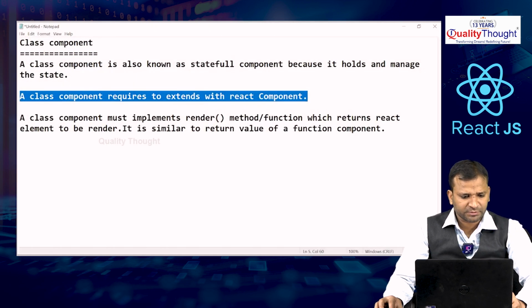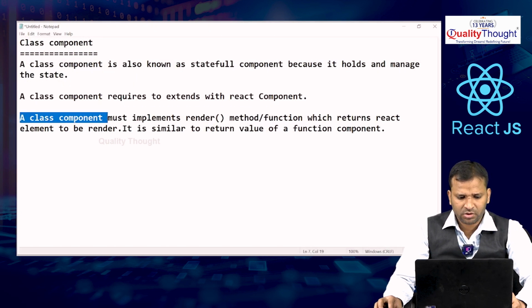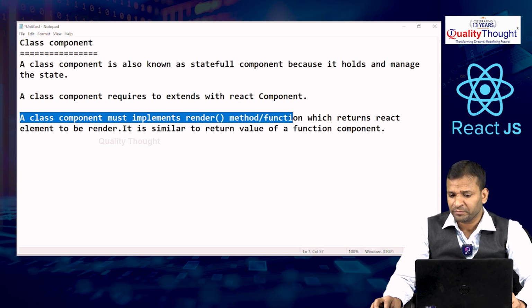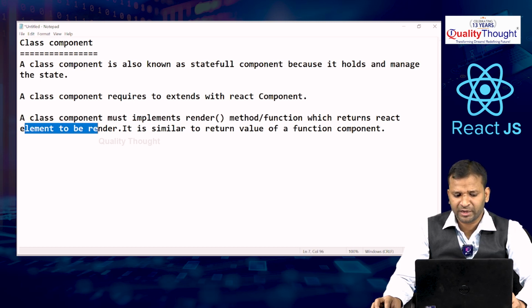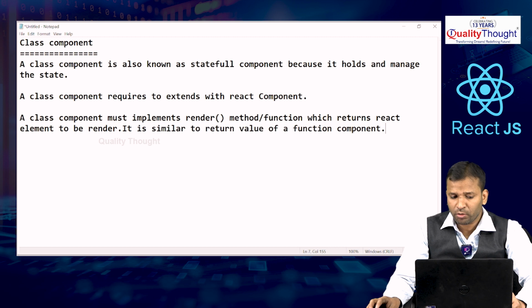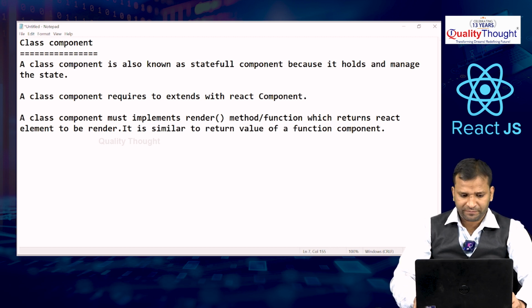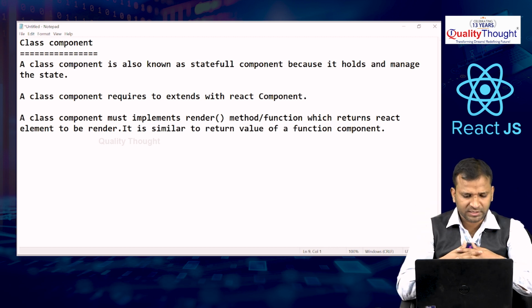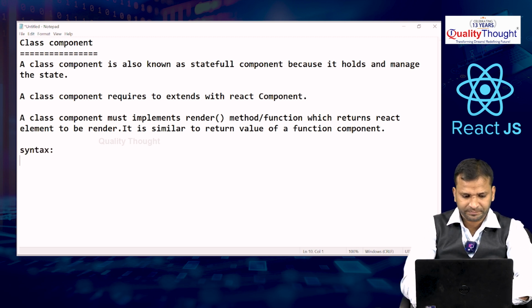So the same thing I explained to you here: a class component must implement a render function which returns a React element to be rendered. It is similar to the return value of a function component. Okay, fine, great, we understood this completely. So now let's see the syntax.